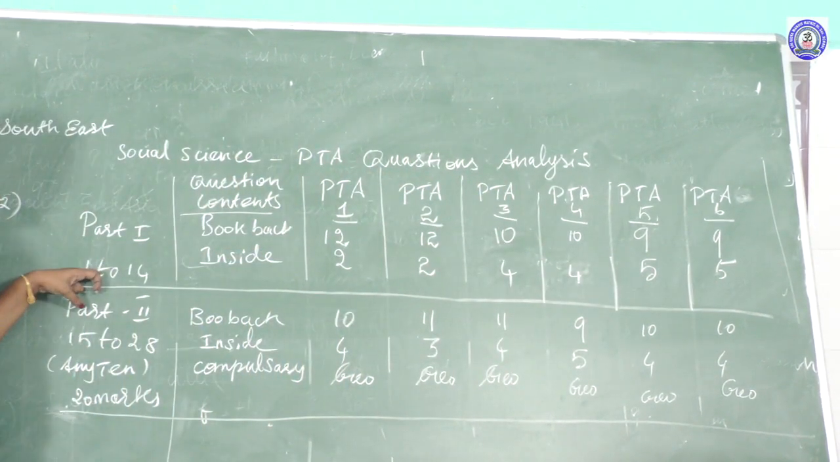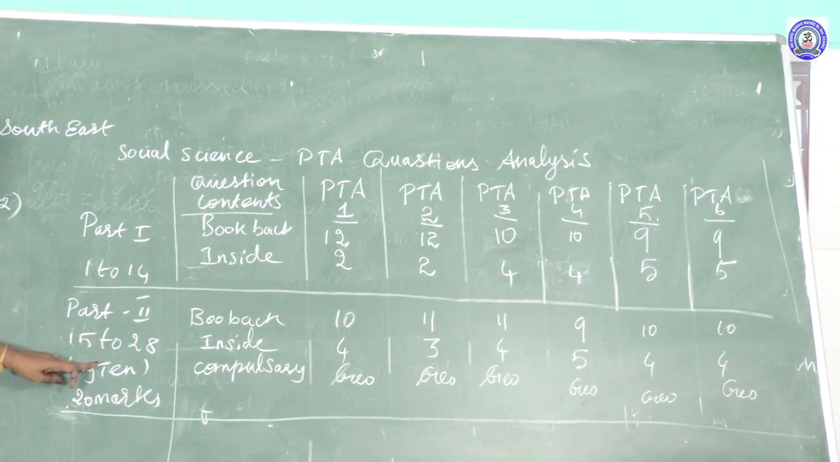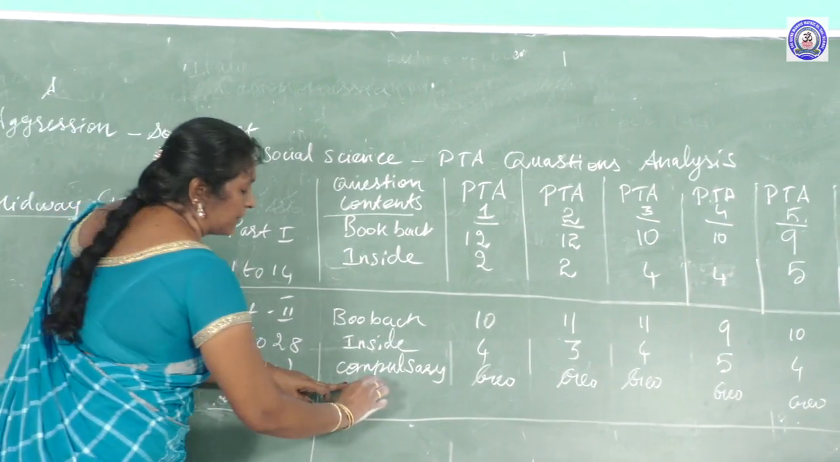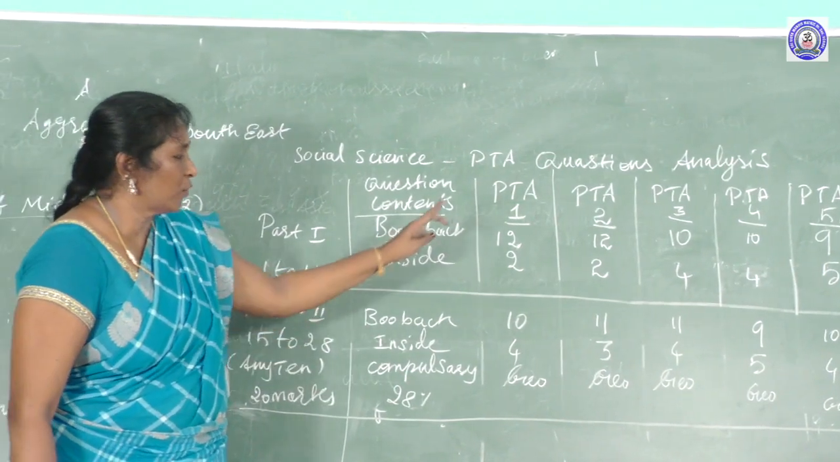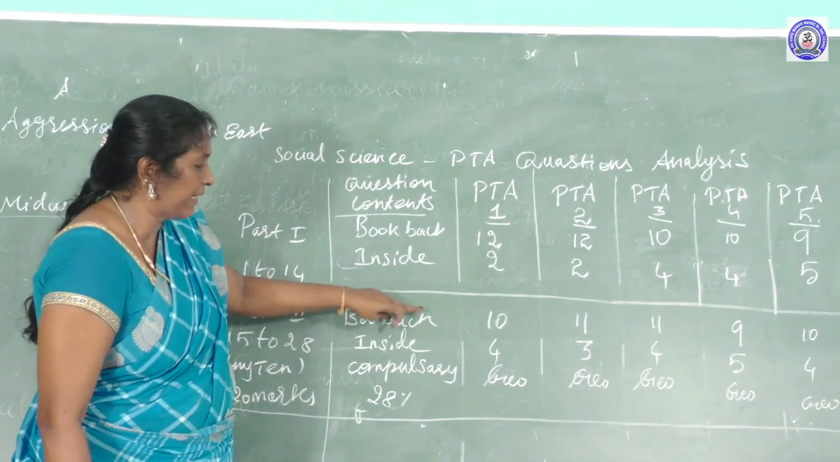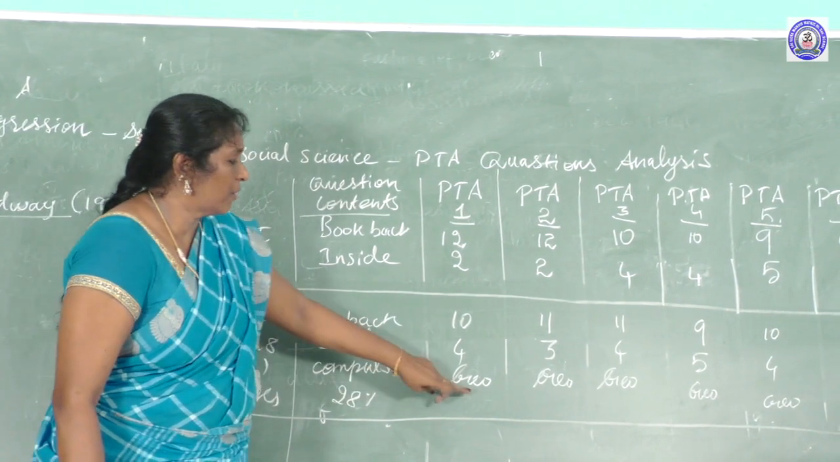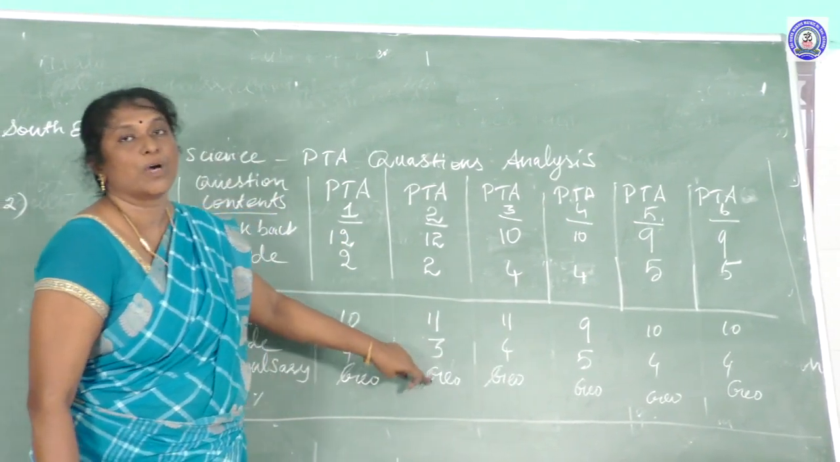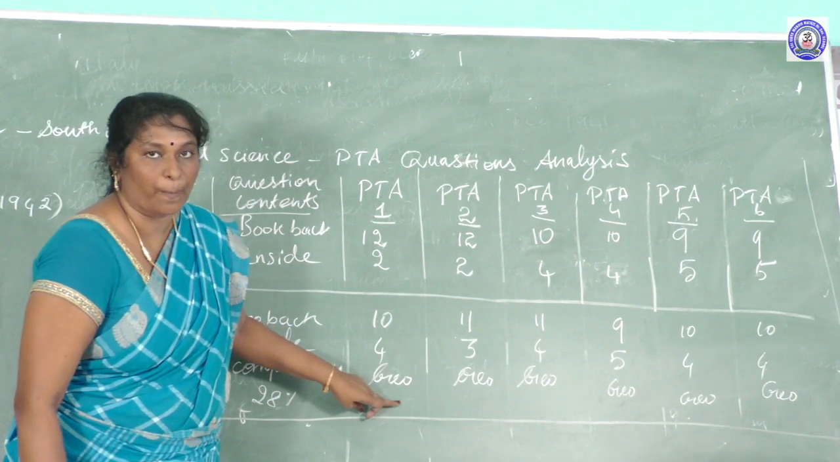And Part 2, questions 15 to 28. Question 28 is compulsory, whichever you write. I analyzed the 6 papers; they gave book back questions and also inside questions. The compulsory question 28 mostly covered geography, but without a blueprint the question can come from anywhere, so you want to concentrate more on history also.